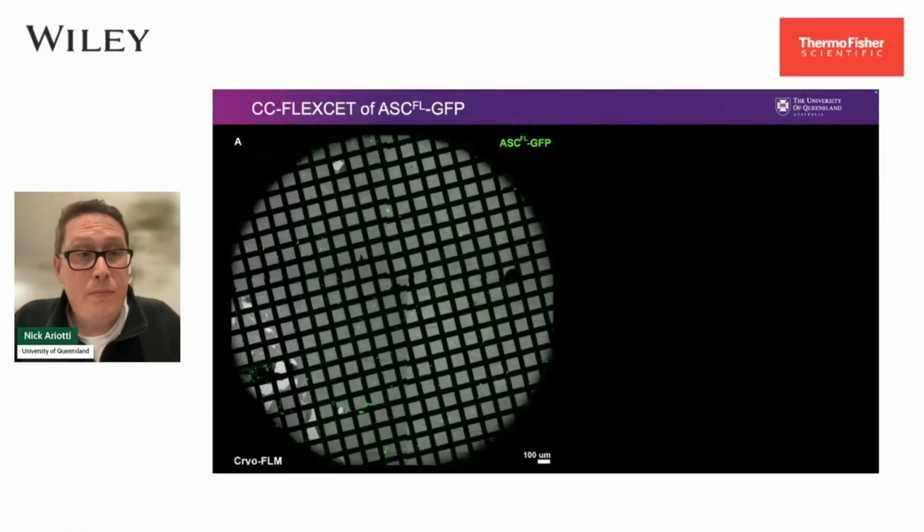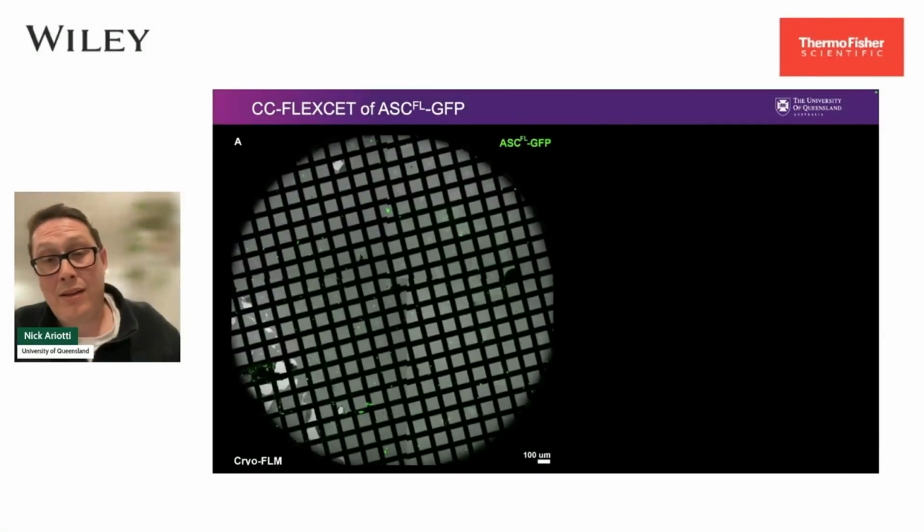So this is what CC-Flexit of ASC full-length GFP looks like. We can see this is a cryofluorescence image of a grid imaged at liquid nitrogen temperatures on a Linkam stage. What I hope you can see here are very bright specks of fluorescent ASC. We only have 300-odd specks in this entire grid, and only 70 of them are in areas that we can target with our cryo-electron microscope.